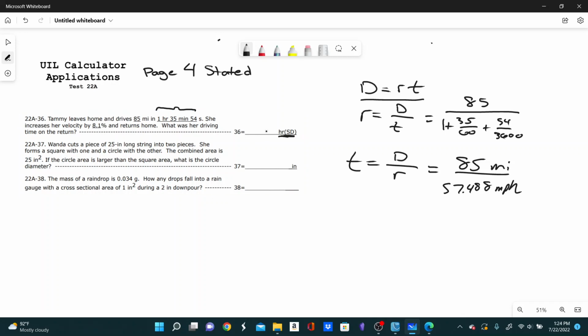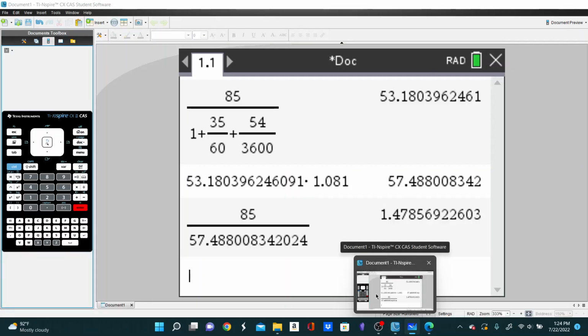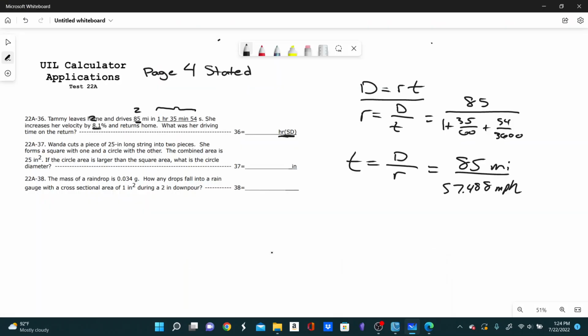And in the answer key, it says we have 4 significant figures. And I'm honestly not sure how they got that. But the way that I see it is, here you have 85 miles, that's 2 significant figures. This is 8.1%, that's 2 significant figures. It makes sense to me they would be 2, but the answer key says 4. If anyone knows why, please tell me in the comments, because I truly have no idea where they got 4. But I'm just going to go with it. So with 4 significant digits, it's 1.479 hours.